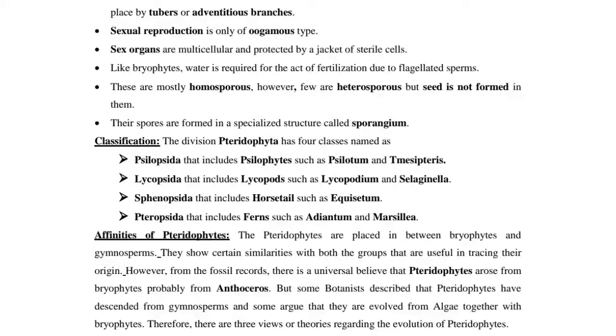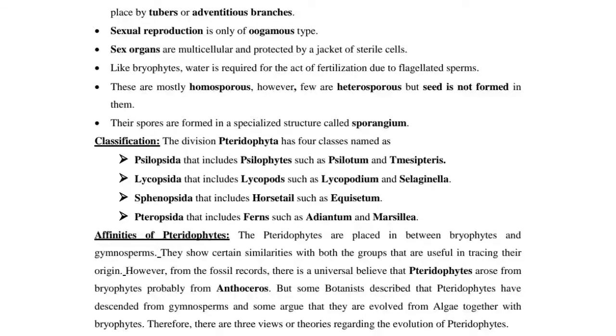Sexual reproduction is only of the oogamous type. Sex organs are multicellular and protected by a jacket of sterile cells. Like bryophytes, water is required for the act of fertilization due to flagellated sperms. These are mostly homosporous. However, few are heterosporous, but seed is not formed in them. Their spores are formed in a specialized structure called sporangium.